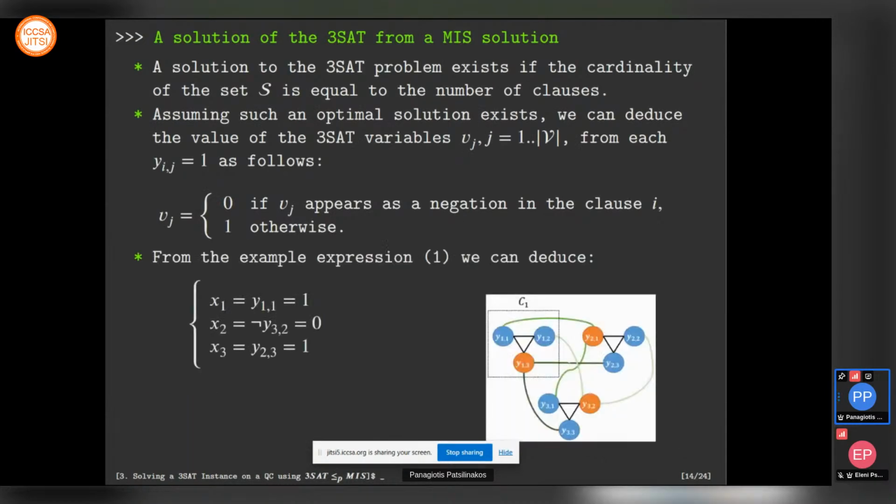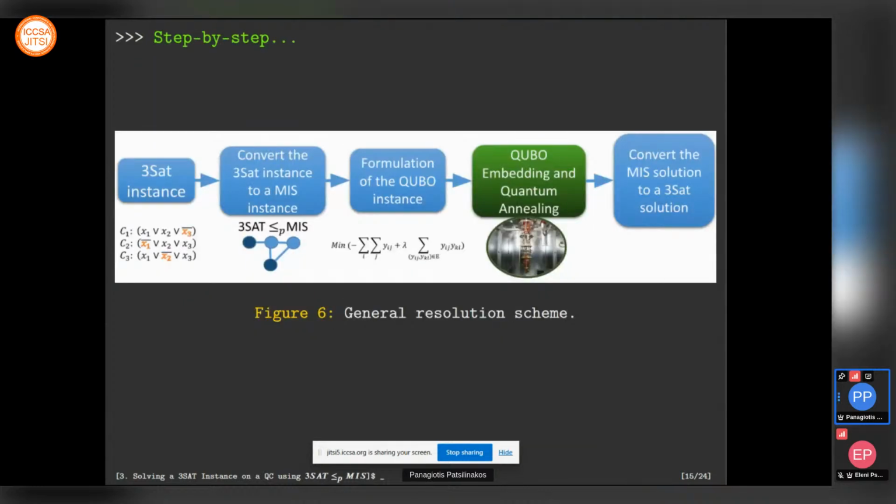So here is how we calculate the solution of the 3-SAT from the solution of the maximum independent set. It's pretty easy. We take all the variables Yij equal to 1, and then we deduce if it's 0 or 1 according to the negation or not. I give that to gain some time.